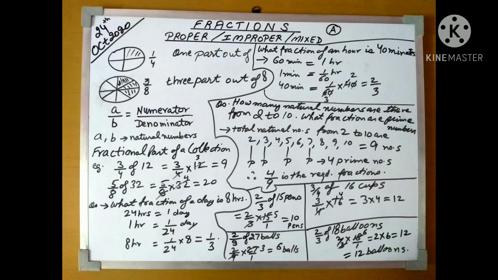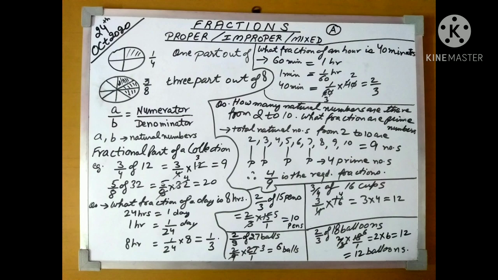Right? Suppose we have the number 1 by 4. We say that 1 by 4 is a fraction and 1/4 is a fractional number. So what is a fraction? Any number which is written in the form of a divided by b, where a and b are natural numbers, these are known as fractions. The upper number a is known as the numerator and the lower number is known as the denominator.